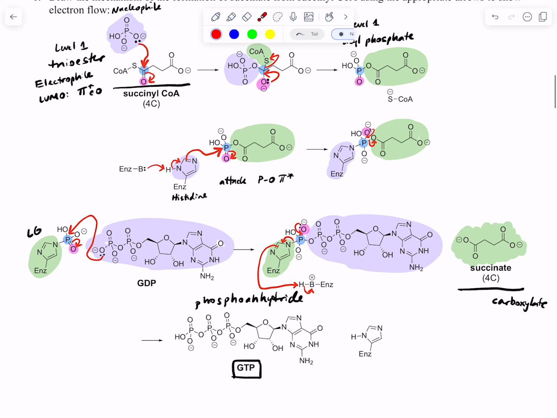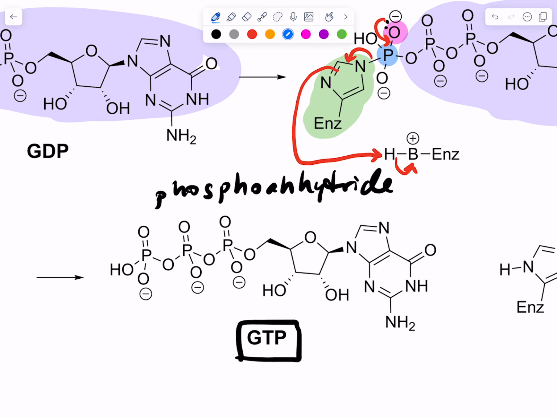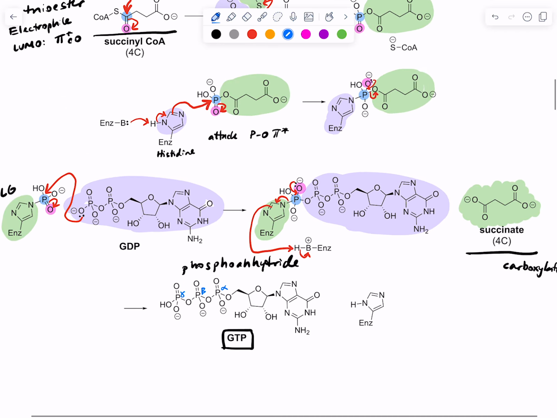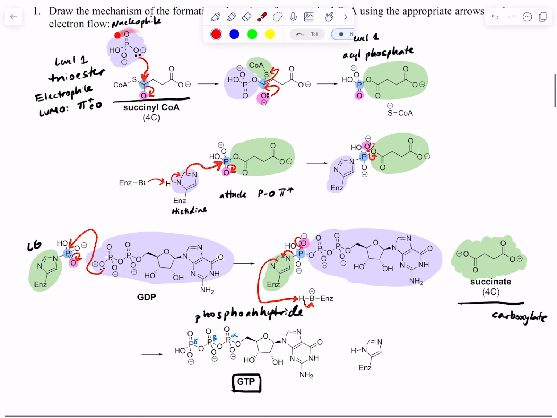So overall, we converted a level 1 thioester to a level 1 phosphoanhydride. And so this reaction is not hugely downhill, pretty reasonable. And the gamma phosphoryl group that's now on GTP came from this phosphorus nucleophile.